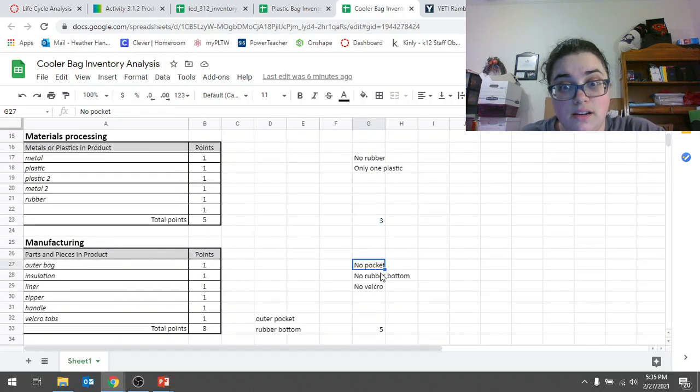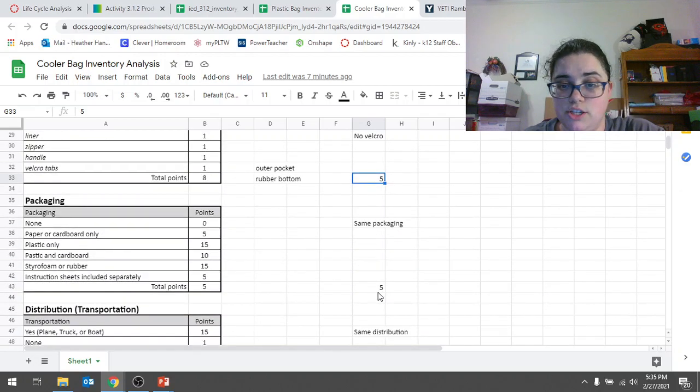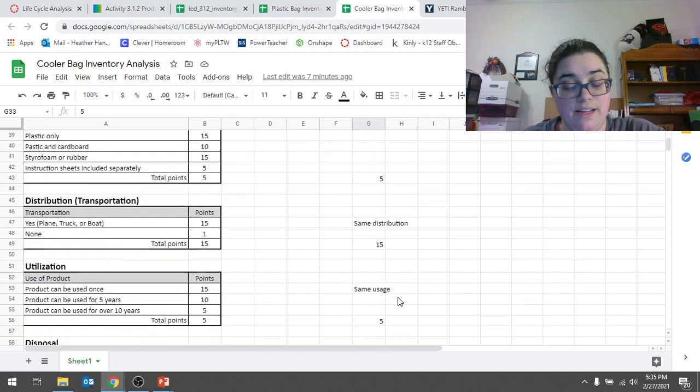I'm not going to put a pocket. I'm not going to put a rubberized bottom. I'm not going to have any Velcro. That's 3 parts I can get rid of. So I go from 8 to 5 here. I said I'm going to use the same packaging. That doesn't change. The same distribution. I'm still going to have to ship it. And realistically, I could probably change where my factory is located and change my shipment to maybe all electric cars if that's more environmentally friendly.